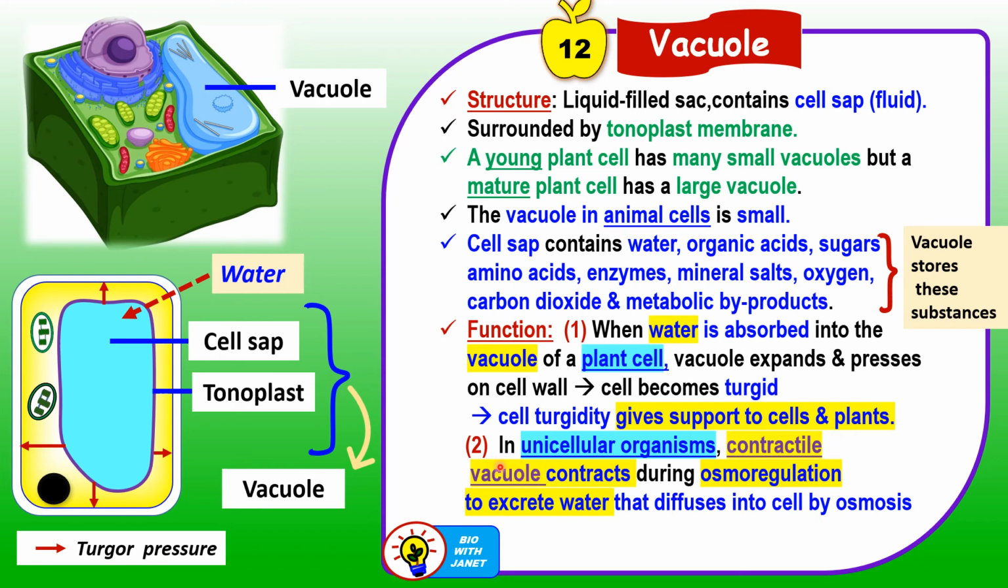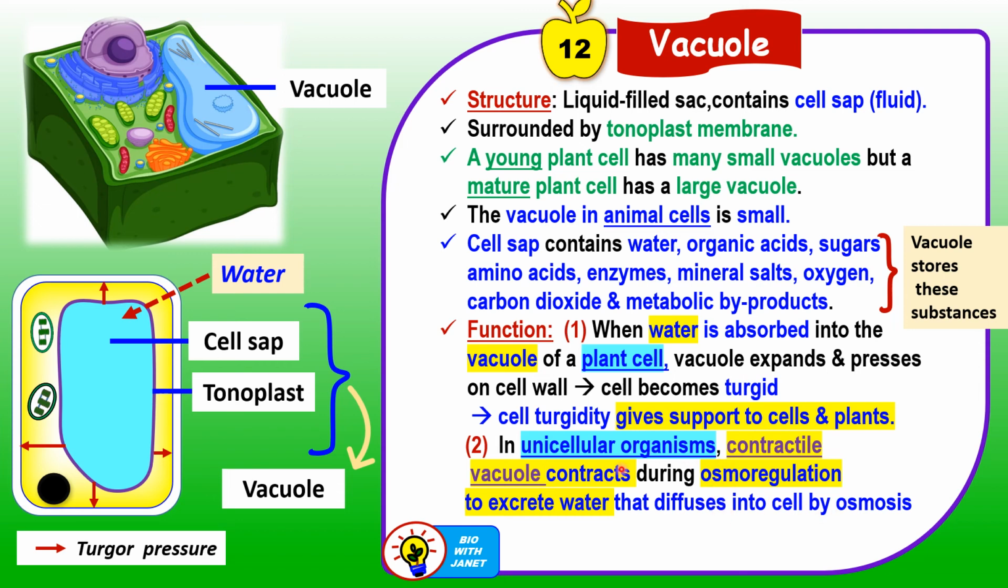So, secondly, in unicellular organisms like amoeba and paramecium species, there are contractile vacuoles which play a different role. So contractile vacuole, from the word contract, they can contract. Contractile vacuole can contract during a process called osmoregulation to control the amount of water in the cell. So these organisms live in fresh water, and water is always diffusing into their cells by a process called osmosis, which we'll study later.